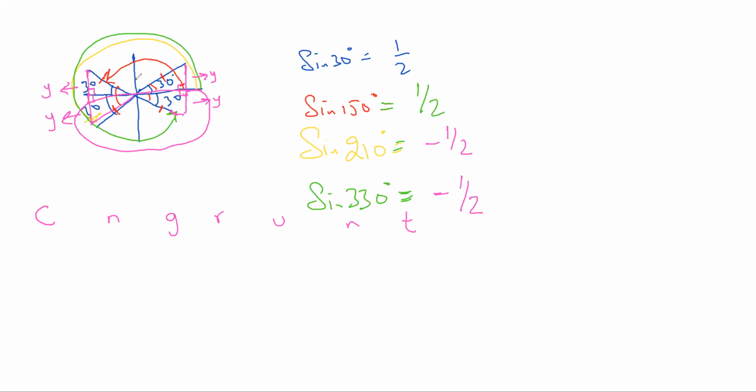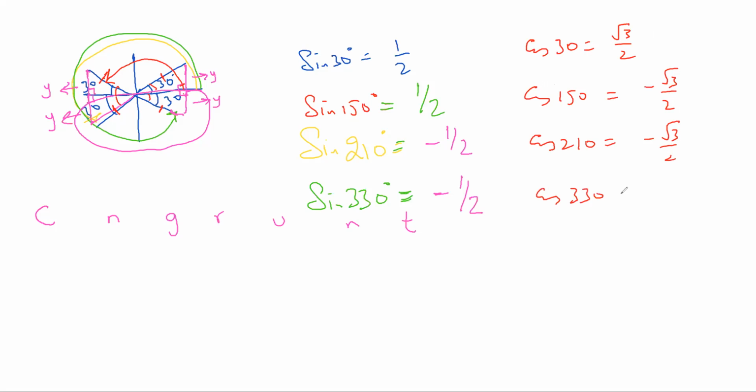If sine 30 is half, you will have cos 30 as root 3 over 2. You will have cos 150 as minus root 3 over 2, please check this from the calculators. Your cos 210 will also be minus root 3 over 2, and your cos 330 will also be root 3 over 2. Can you please check this from the calculator?